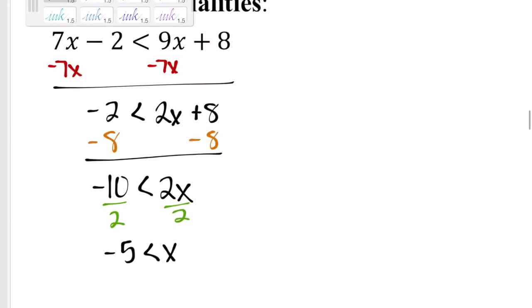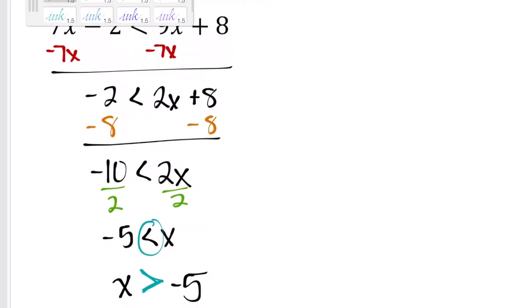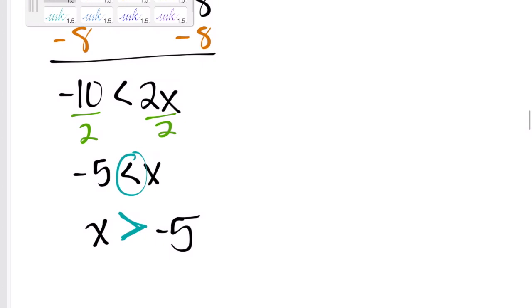Typically when we write our final solution, our variable comes first. I call this an alligator. The alligator is opening towards the x. It wants to eat the x, so it's going to keep opening towards the x whenever I flip my inequality so that the x comes first. And a way that we would write that in interval form, because x is greater than negative 5, that means negative 5 is the smallest.